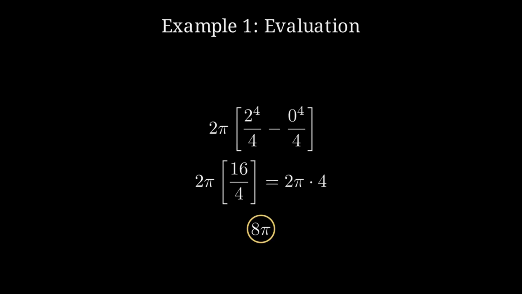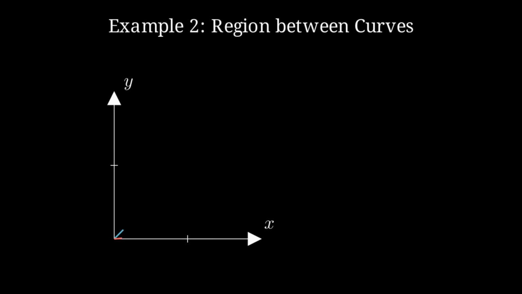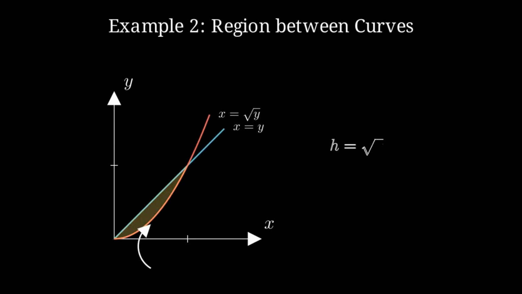What if the region is bounded by two curves? Consider x equals y and x equals the square root of y rotated around the x-axis. Here, the height of our shell is the difference between the right-hand function and the left-hand function.